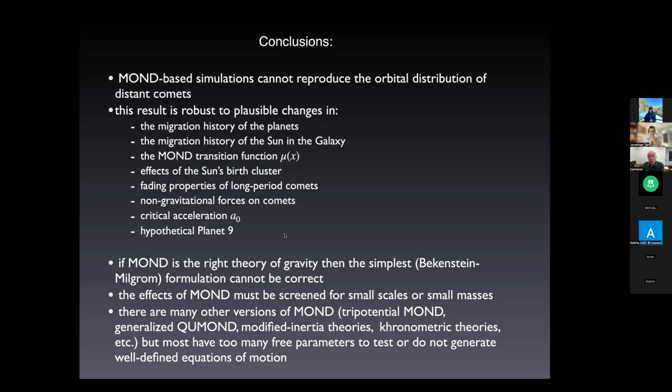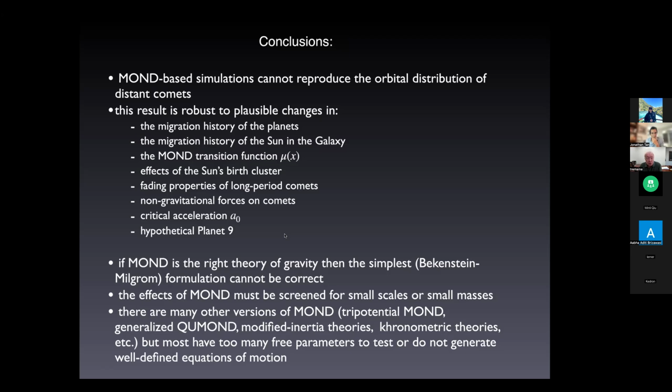Our conclusion was that if MOND is the right theory of gravity, the simplest version of it, involving the Bekenstein-Milgrom Lagrangian, can't be correct. There are other more elaborate formulations of MOND, including relativistically covariant versions. But the problem is that all of these other formulations either have too many parameters to test. So, for example, there's a version called tripotent MOND, which involves three free potentials that you have to try to fit to the observed mass distribution. So most of them either have too many free parameters, or simply don't generate well-defined equations of motion.